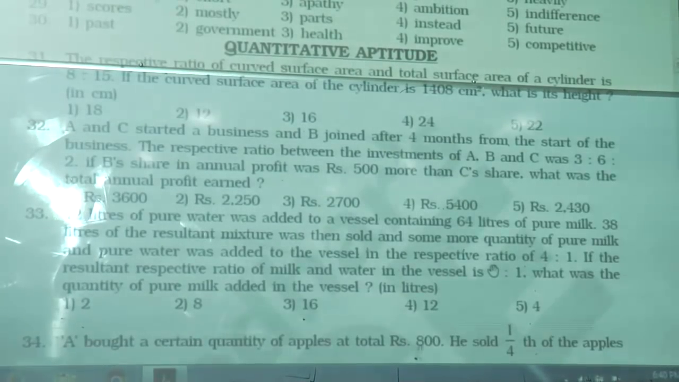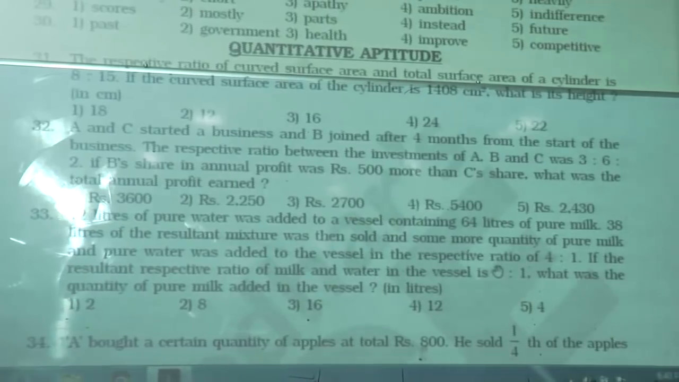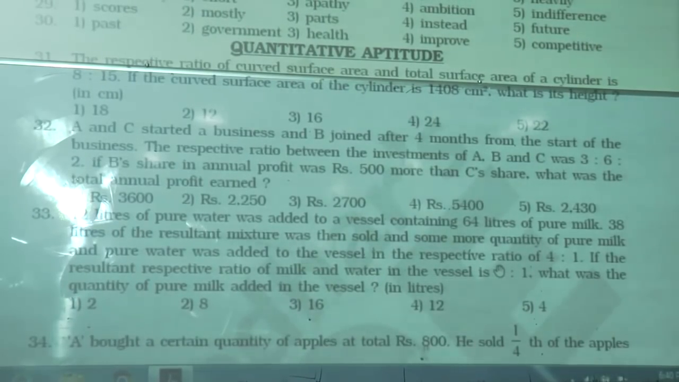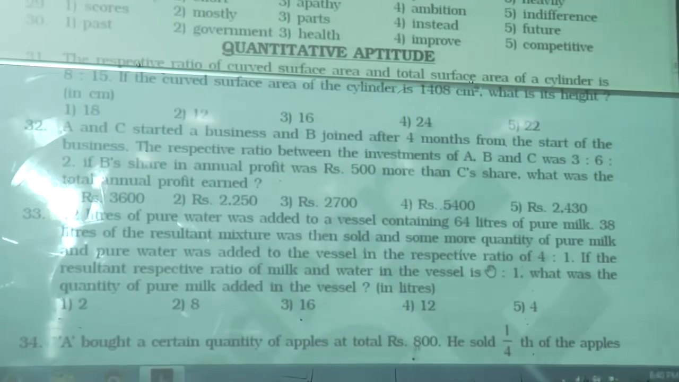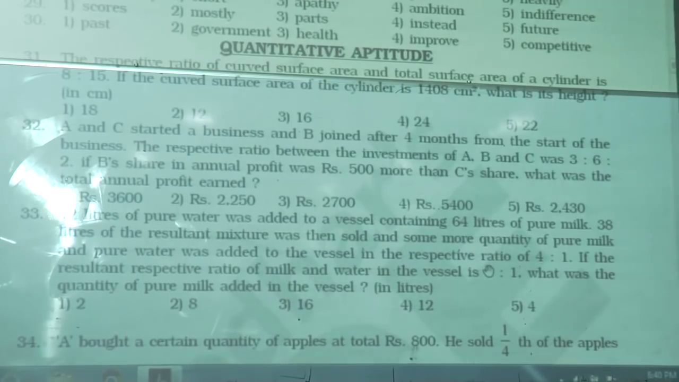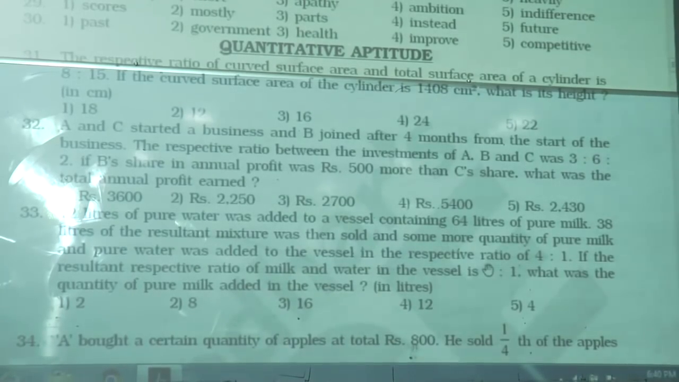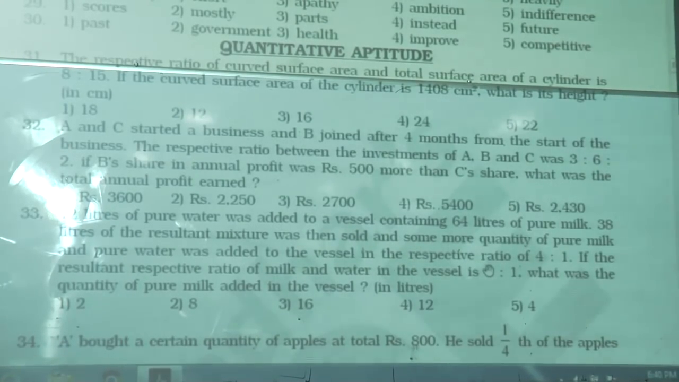I can't bear it. 32. A and C started a business and B joined after 4 months from the start of the business. The respective ratio between total investments of A, B, C is 3:6:2. If B's share in the annual profit was 500 more than C, what was the total annual profit earned?